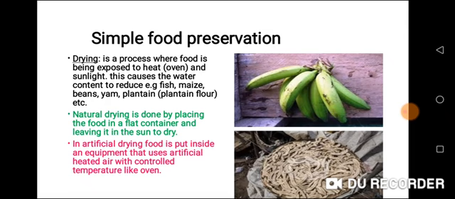Natural drying is done by placing the food in a flat container, as you can see on the screen, and leaving it in the sun to dry. And this causes the water content to reduce. For example, fish, maize, beans, yam, plantain. After drying, the plantain will now be ground into plantain flour.